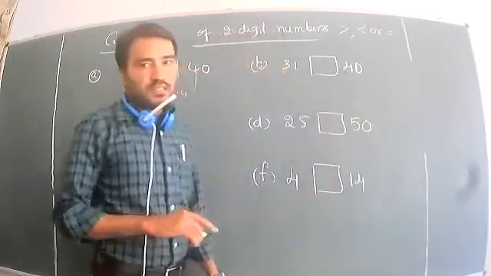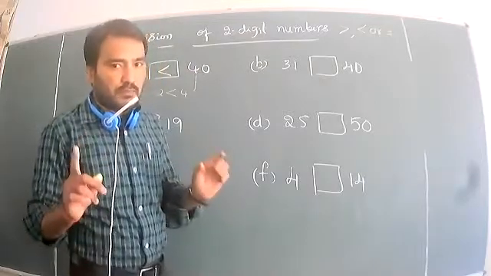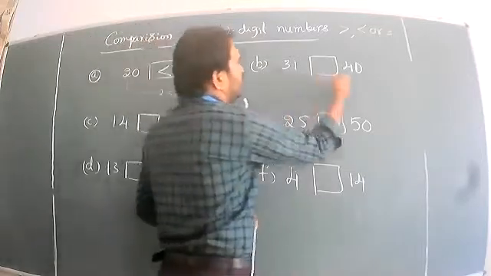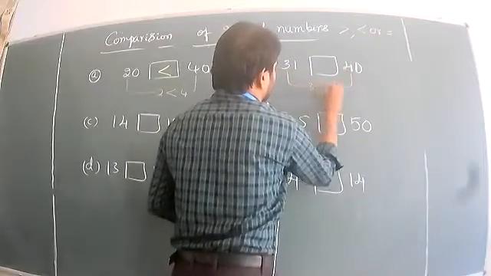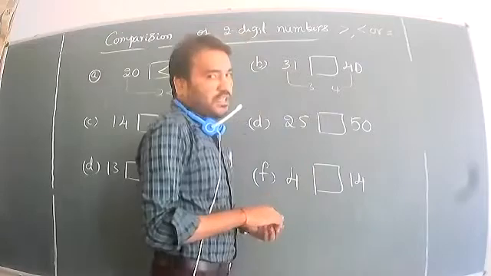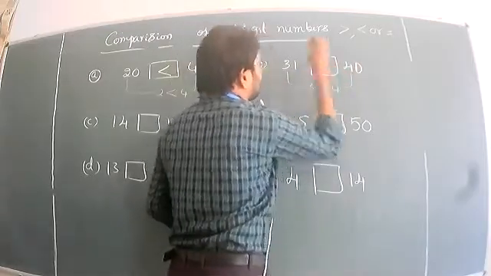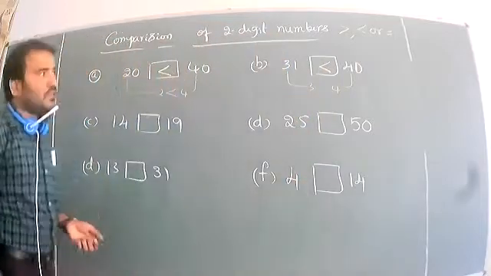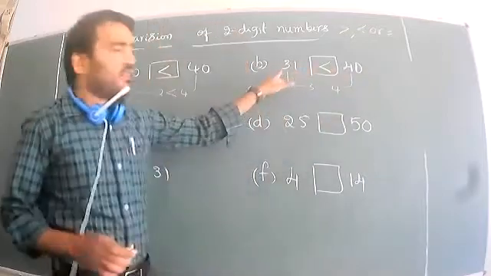Which one is greater? Compare the first digit of both the numbers. First digit 3, here 4. 3 and 4, which one is greater? 4 is the greater, 3 is the smaller. So now we should open the bracket, open the symbol. So 40 is greater, 31 is smaller.